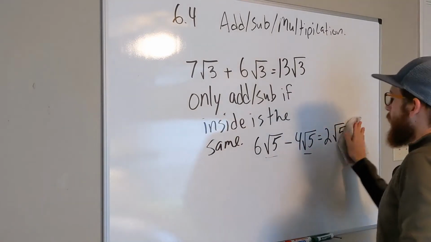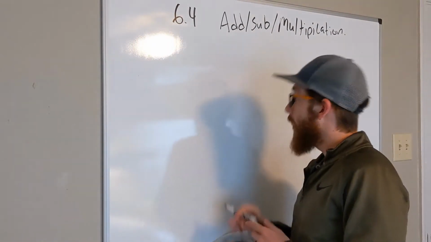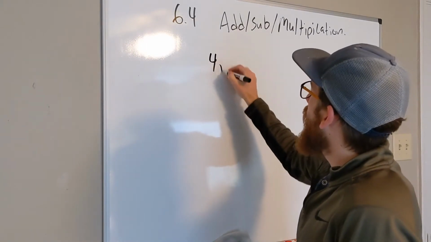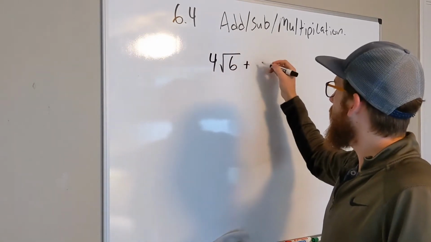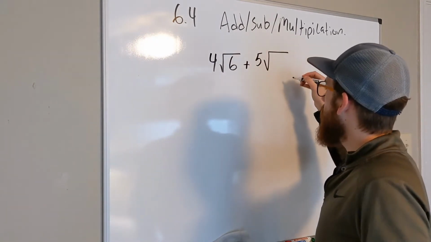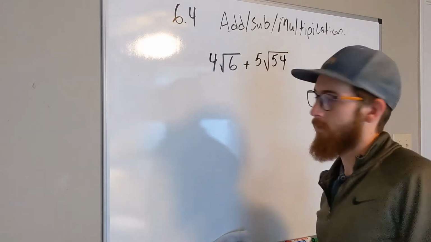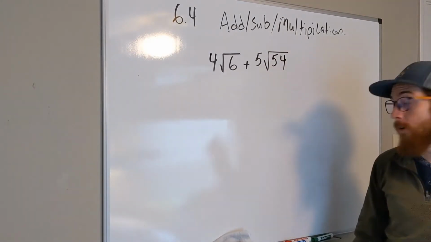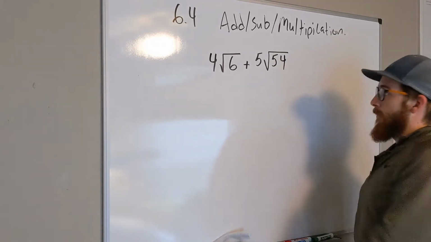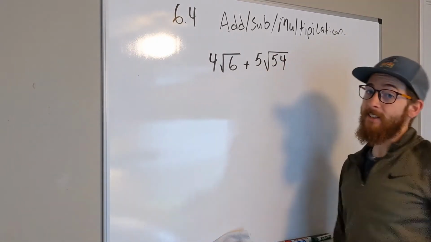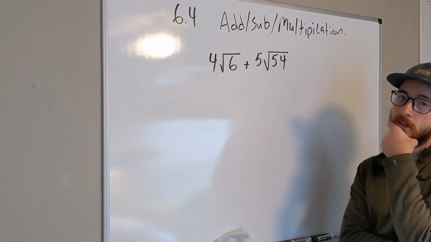Okay, so let's do a few examples of this and see what we can come up with. 4 square roots of 6 plus 5 square roots of 54. Okay, so we've run into a problem. The problem is that 54 and 6 are not the same. So how can we come up with a solution here?